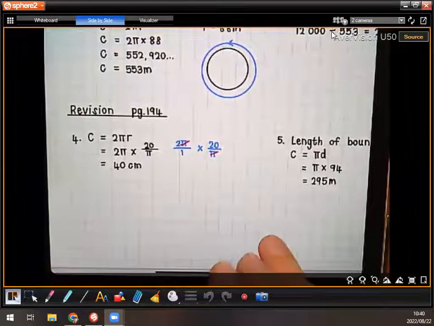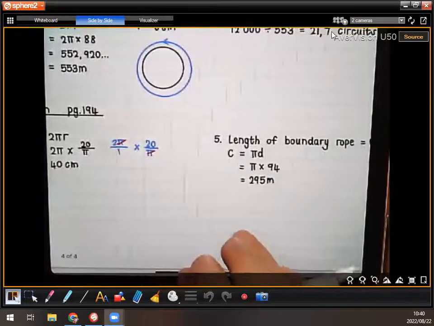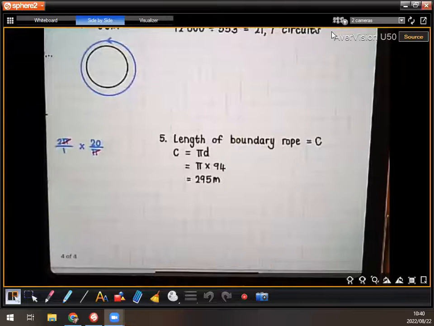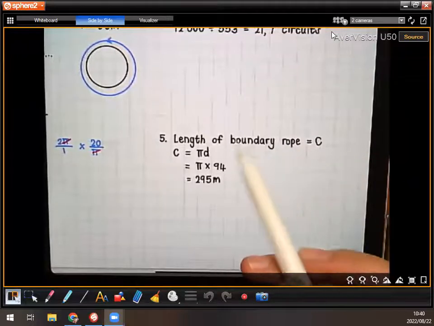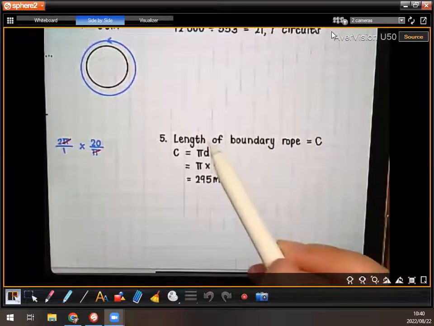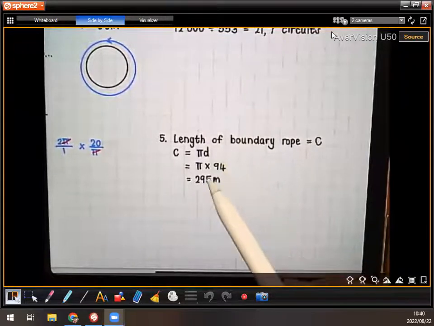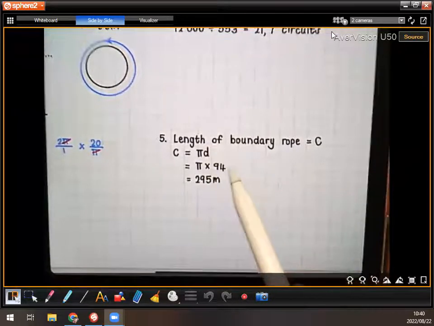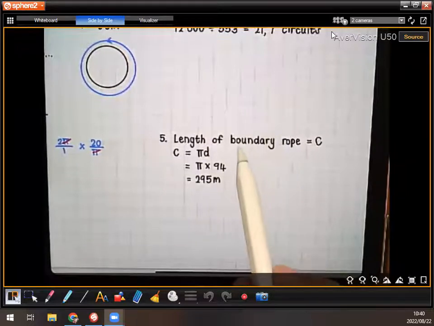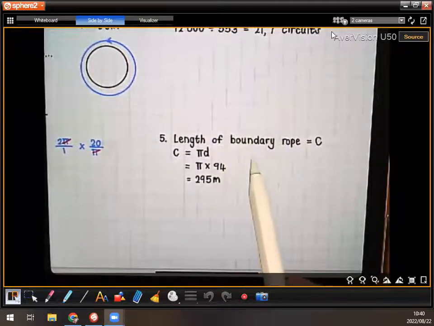For the next one, I think this is a cricket field or something, and they said that there is a boundary rope around this field in the shape of a circle, which is how it works anyway. They wanted to know the length of the boundary rope if the diameter of the field was 94 meters. Right? So now they've given you the diameter, so you use pi times diameter. Right? Does that make sense? It's important, guys. Depending on the value that they give you, that's going to tell you which formula to use.